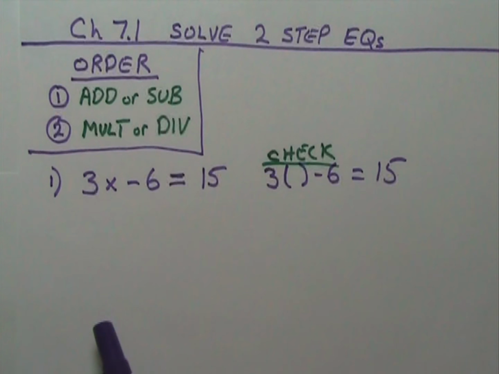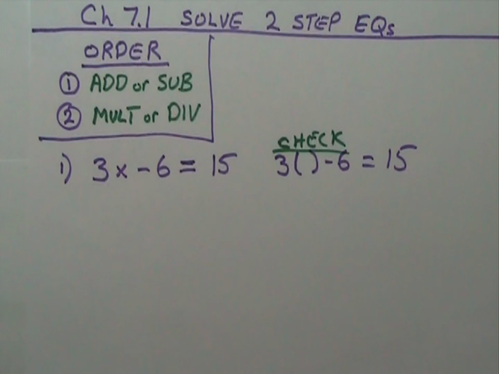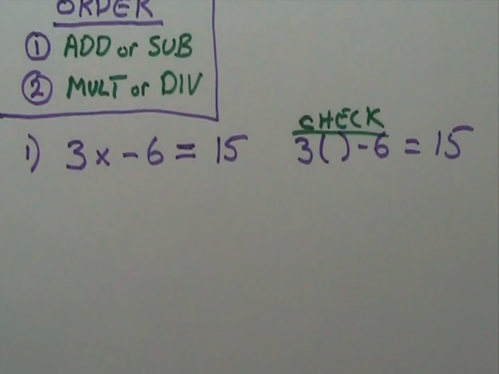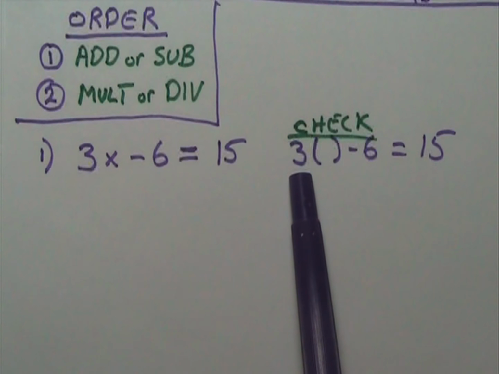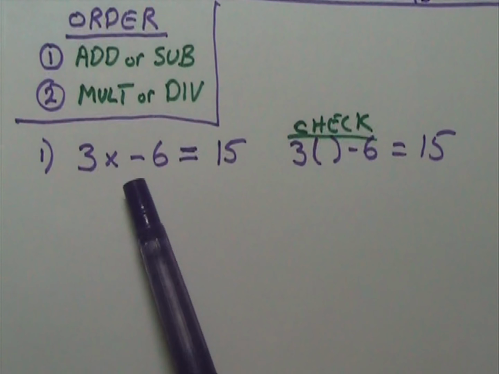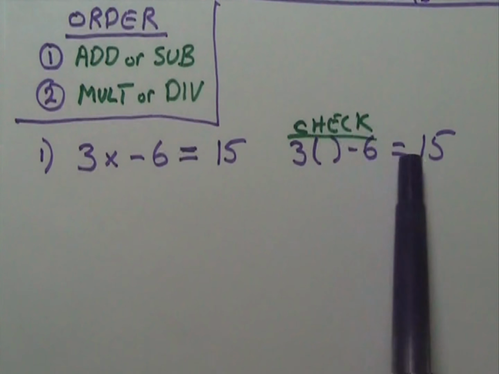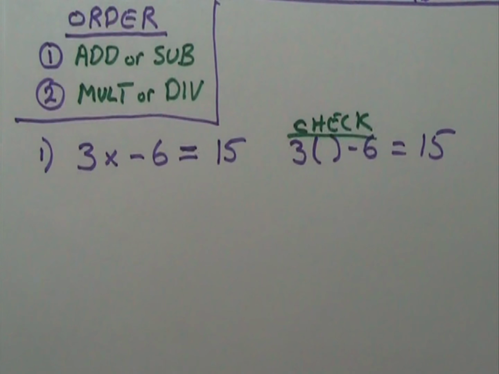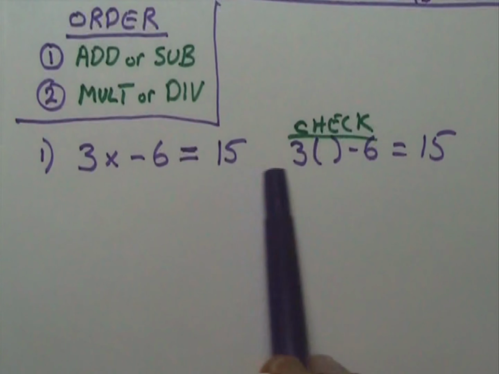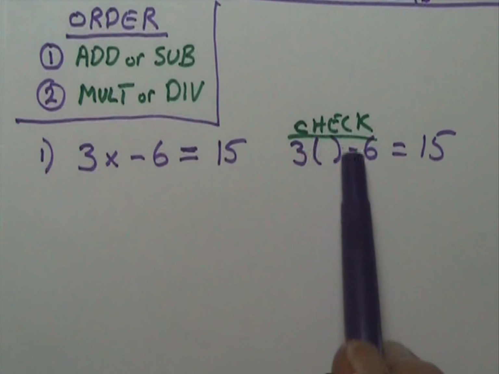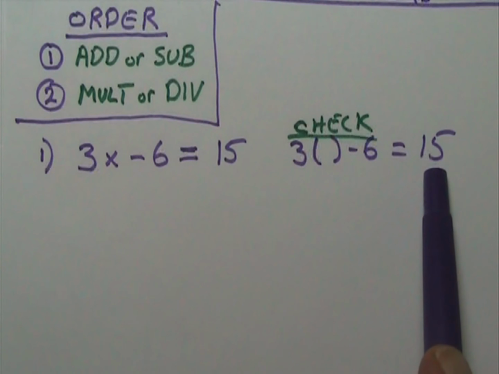Okay, here's my first example. We're only going to do 3 examples, but we're going to be checking them. Sorry about that. So this is my problem, 3x minus 6 equals 15. Over here, I'm going to try and solve for the letter x. And then I'm going to take that answer and put it right here to see if it's true, to see if this left side equals the right side. So go ahead and write this down very quickly. 3x minus 6 equals 15. Over here, we're going to check it. 3 parentheses, I'm going to put some number in there, whatever my answer is, minus 6 equals 15.